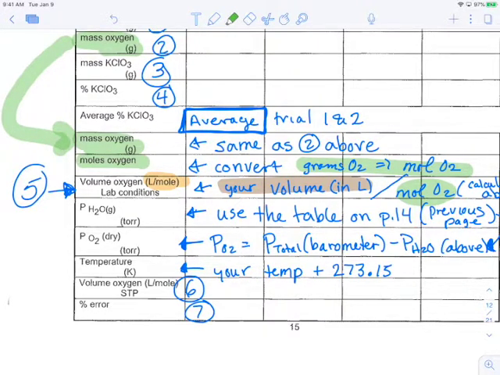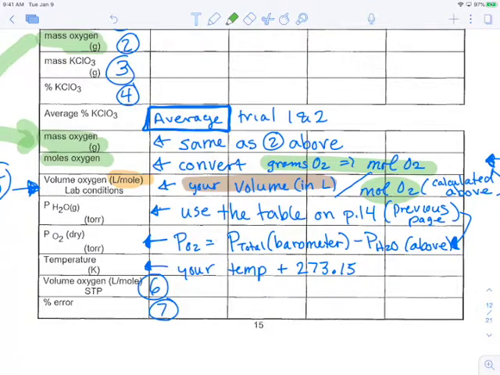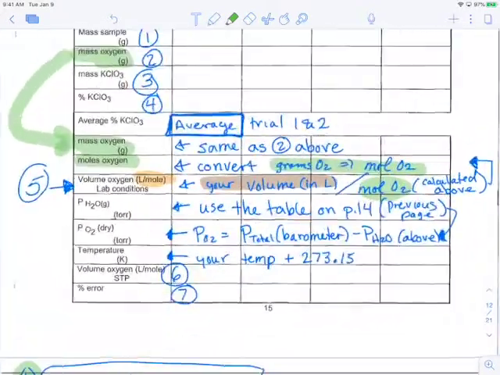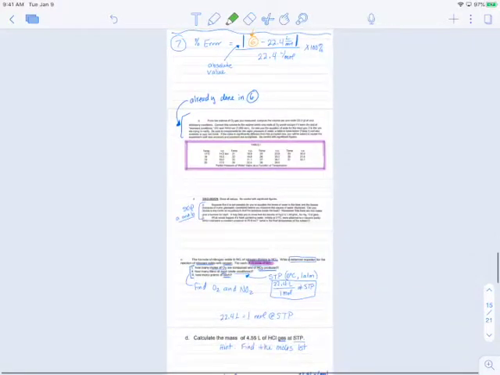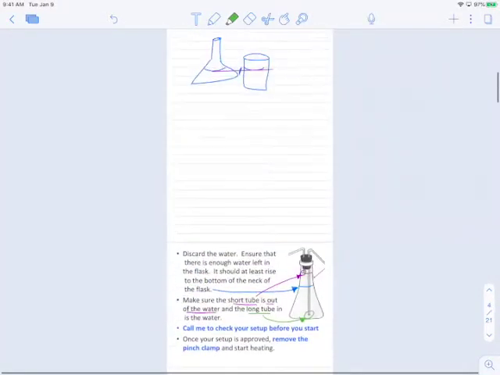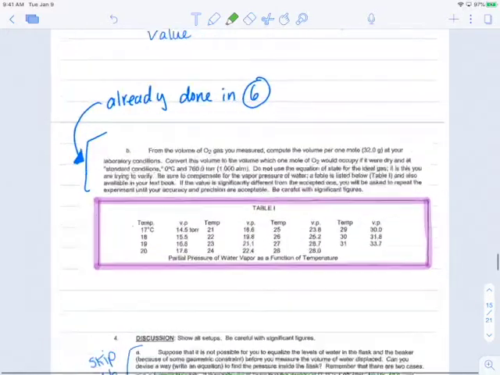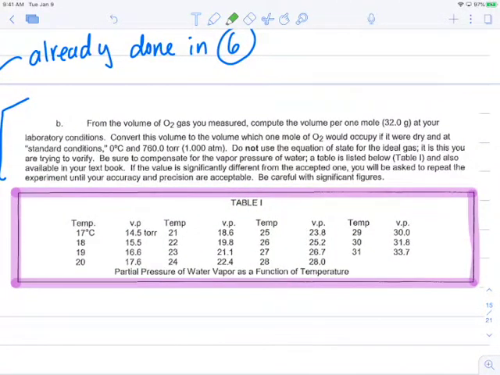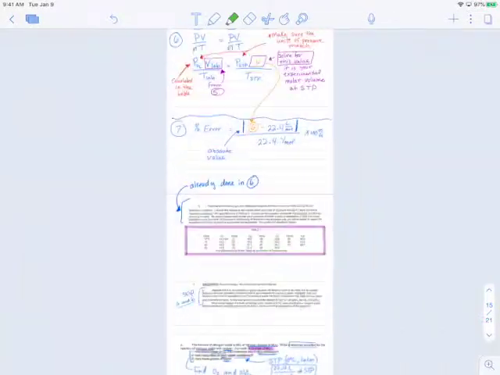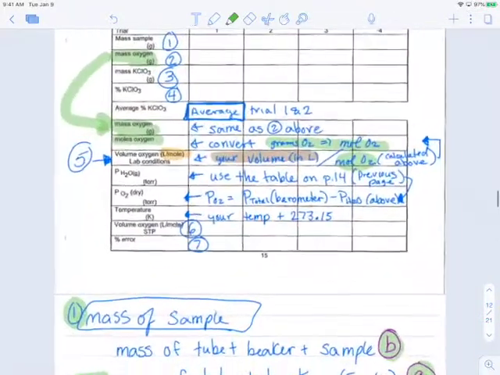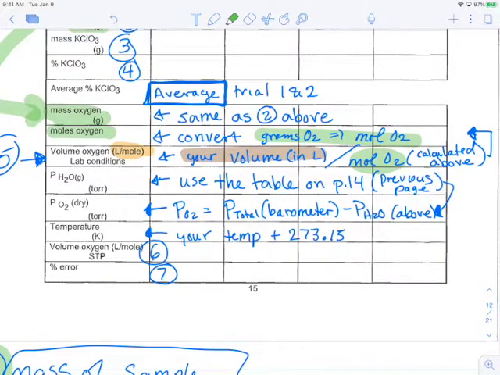All right, so next up, we're going to talk about the pressure of water. So here, this is a table on page 14, and I have copied it into here just in case you don't have your lab packet. And here it is. Let's see. All right, so let's skim down to this one right here. There is our table. All right, so we need to know the pressure of water at your temperature. So you're going to look up the temperature that you have for your data. All right, so you need to look at your temperature here, and then you're going to find the pressure of water at that temperature.